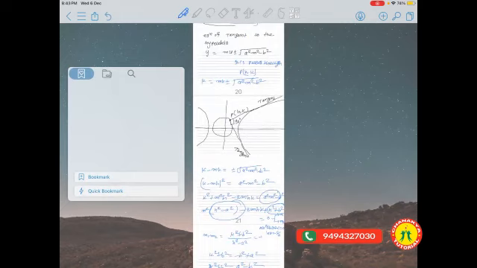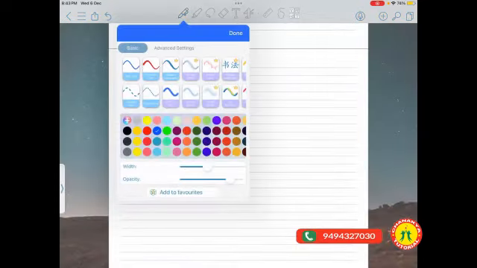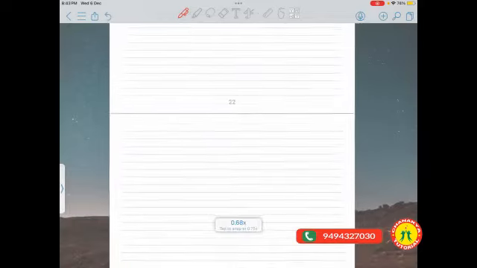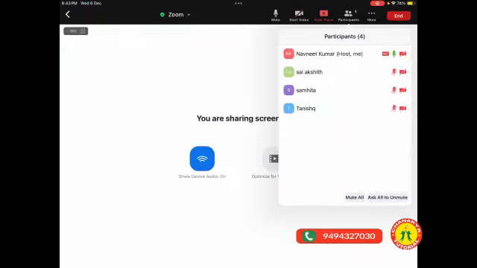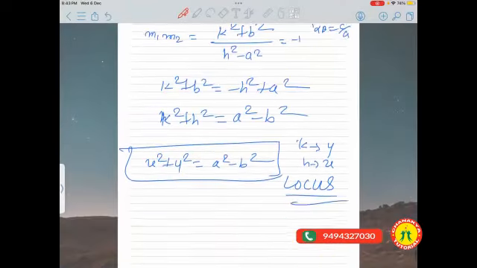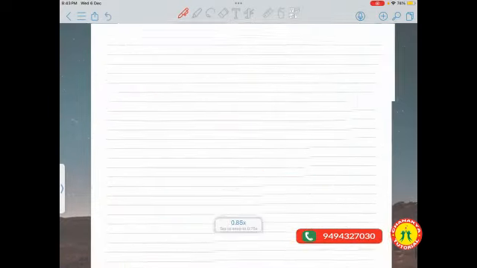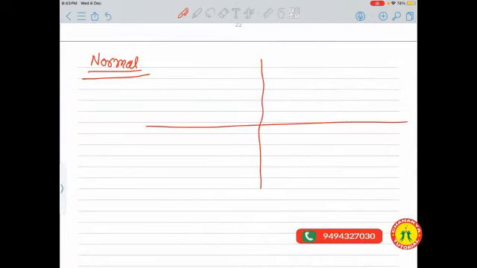Now most important topic, that is normal. Any doubt? Anyone? Any doubt? Sri, Samhita, any doubt? Okay. Now normal. Topic is normal. Same concept, everything here applies in normal and tangent.